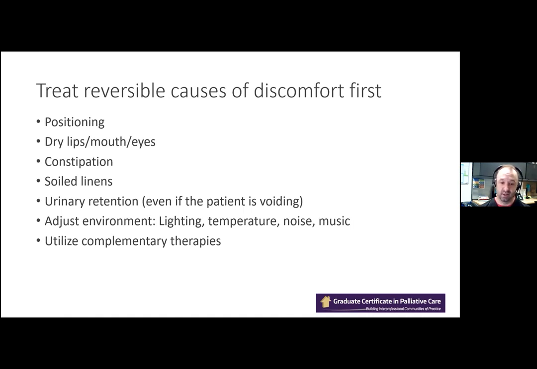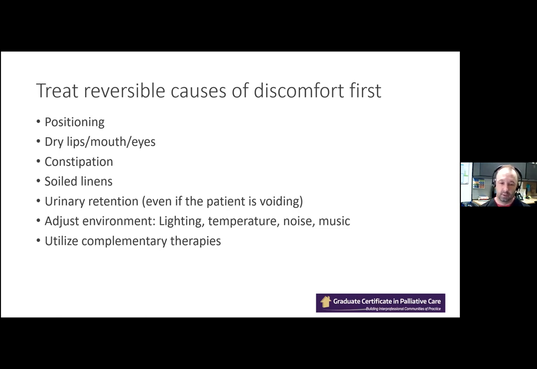Are they constipated or obstipated, impacted? And I think that's a tough one where we don't want to be blasting someone with a potent bowel regimen in those final hours of life. But if someone's hanging out for a little while, constipation can be really uncomfortable. So finding that balance. Are they lying in soiled linens? Do they have wounds that need to be attended to?